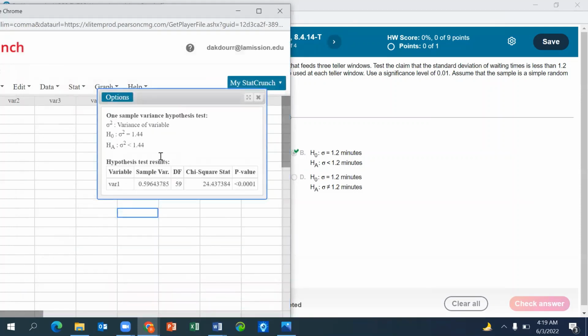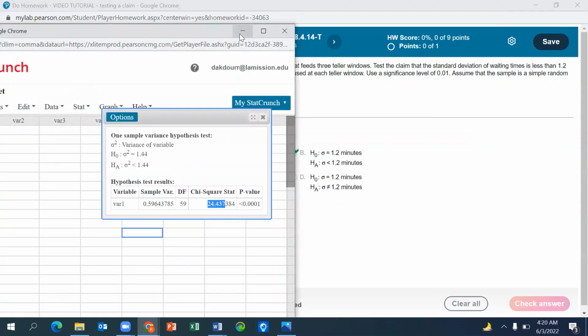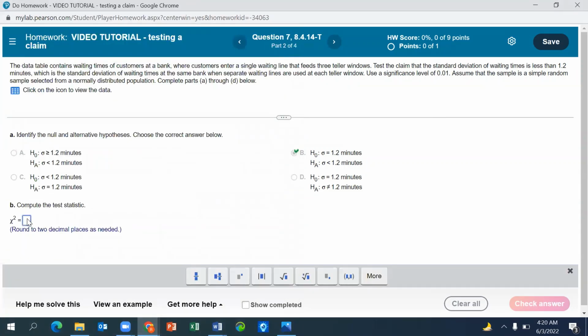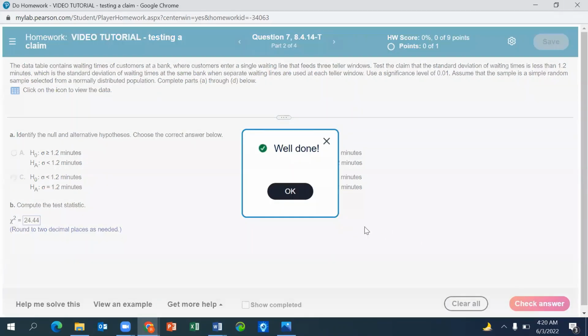So as you can see, the alternative hypothesis gives me the values in terms of the variance, which is 1.44, and here's the p-value, and here is your chi-square stat. So this is my stat right here. I'm going to take 3 digits after the decimal point. I don't think I'm going to need them all. And let me minimize it. They just need 2 digits, so it's 24.44. So this is your test statistic. Check your answer, and here's the answer.